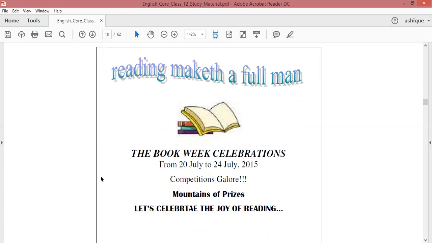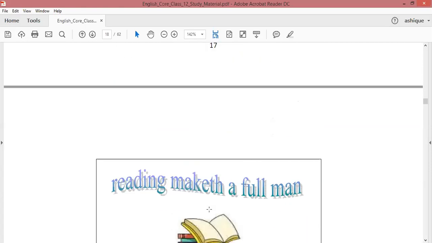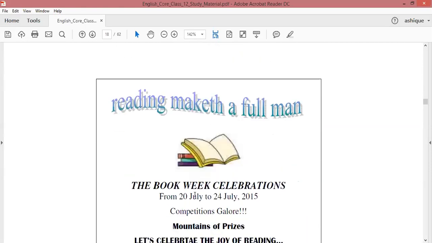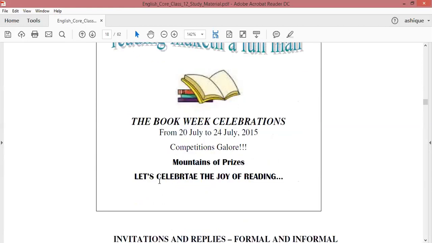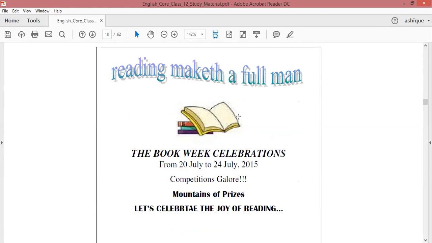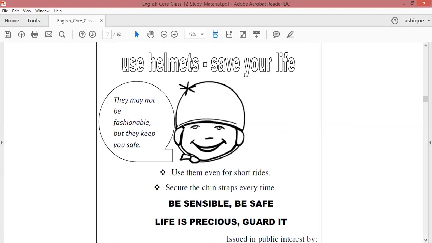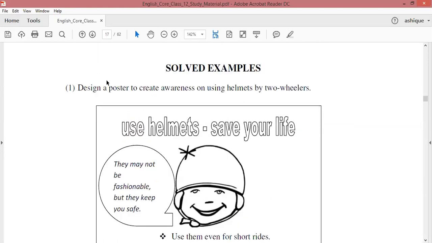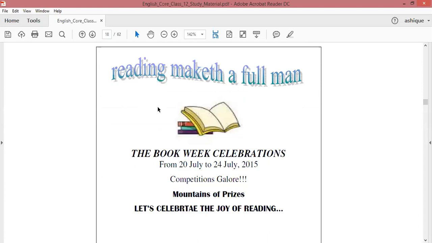This is the event. See that the previous one was not an event. That was the issue, and now it is the event. From 20th July to 24th July 2015, competition galore, mountains of prizes. Let's celebrate the joy of reading. Okay, so these are two examples. One is use of helmet, save your life, which is creating awareness, and this other one is for a competition and all. For that, the poster has been issued.